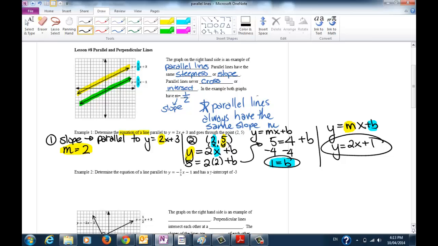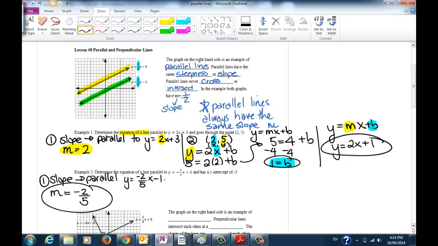Example 2 says determine the equation of a line that is parallel to y equals negative 2/5 x minus 1 and has the y-intercept negative 3. Alright, so first thing we know, slope. It's parallel to y equals negative 2 over 5 x minus 1. So if they're parallel, their slopes are the same. The slope of this line is negative 2/5. So I found my first piece.